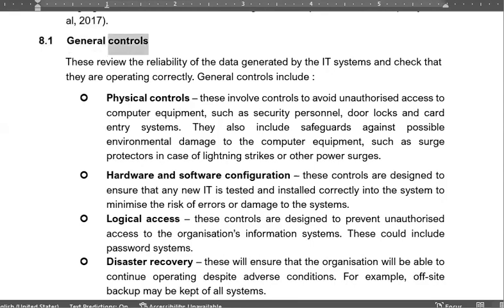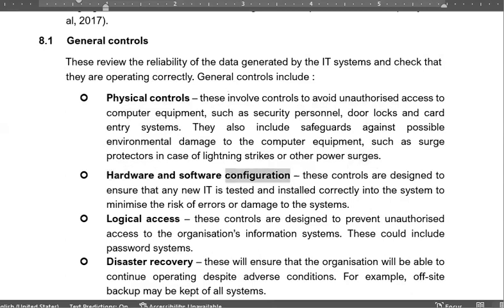8.1 General Controls. These review the reliability of the data generated by the IT systems and check that they are operating correctly. General controls include physical controls. These involve controls to avoid unauthorized access to computer equipment, such as security personnel, door locks, and card entry systems. They also include safeguards against possible environmental damage to the computer equipment, such as surge protectors in case of lightning strikes or other power surges.